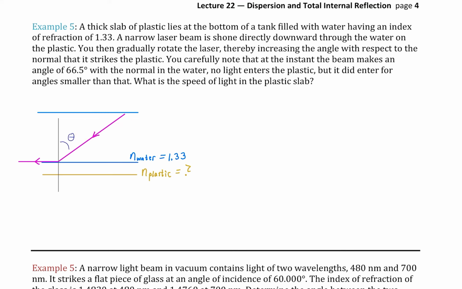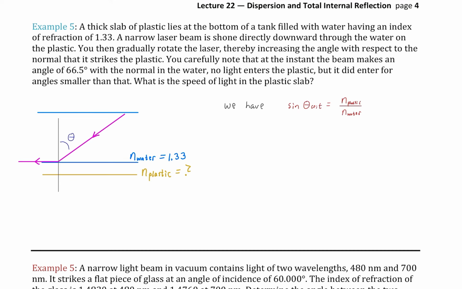Well, we know what that is. That's total internal reflection within the water. But it did enter for smaller angles. So based on the information, what is the speed of light in the plastic slab? Kind of neat, right? We can relate these ideas and actually get the velocity of the light in the plastic. So of course, what we need to find first is the index of refraction of the plastic based on the information. So it's going to be this equation here.